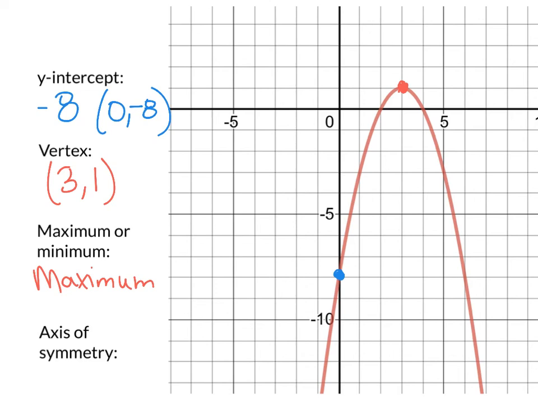Then the last thing I have to look at is my axis of symmetry. As I told you before in the previous example, we're going to look at that vertex, and we are going to draw a line that goes through that vertex that serves as an axis of symmetry. So you'll see on my paper that I have drawn a green dashed line that if I were to fold this graph in half right there, it would be symmetrical. That is my axis of symmetry. So my equation for that is going to be x equals 3. And you'll notice that the x value in my vertex ordered pair is 3, which is going to match that axis of symmetry.